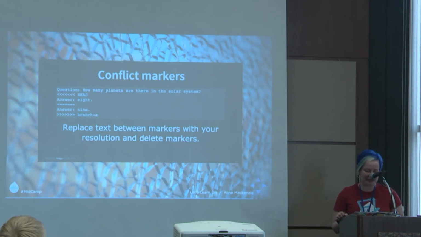So here we have a file which has a question: how many planets are there in the solar system? And one branch says 8, and the other says 9. Well, Git's kind of like, what do we do?